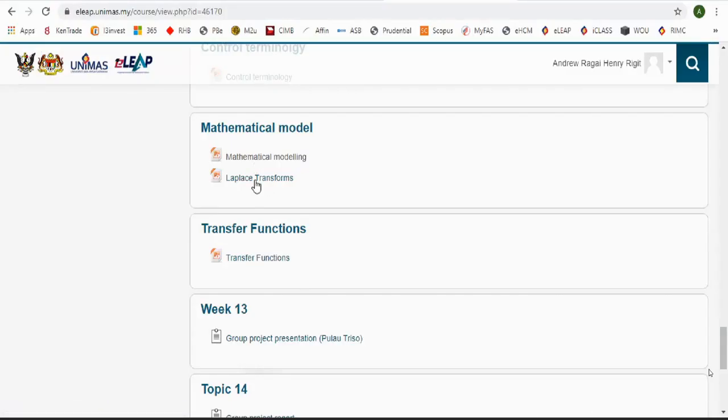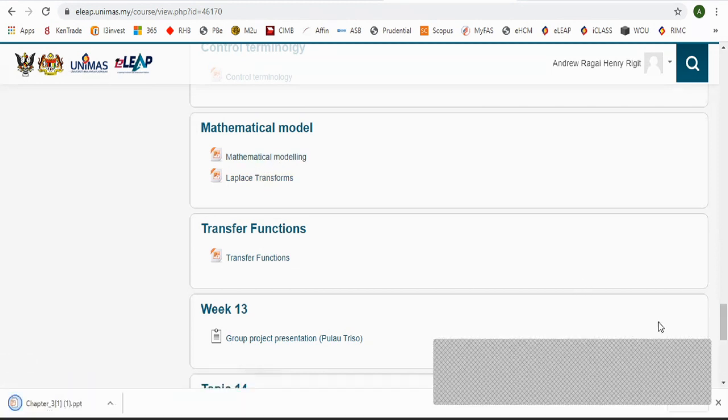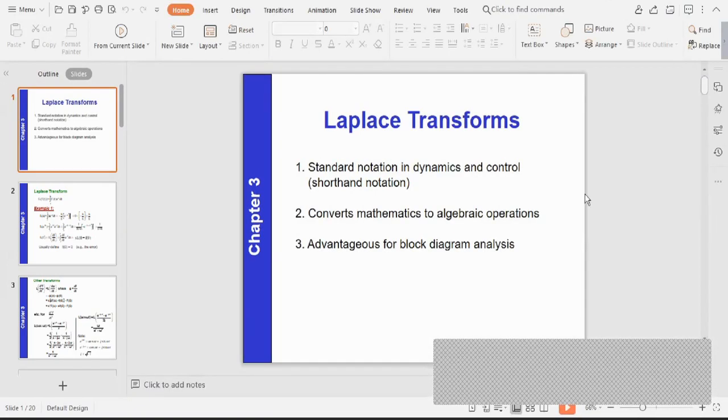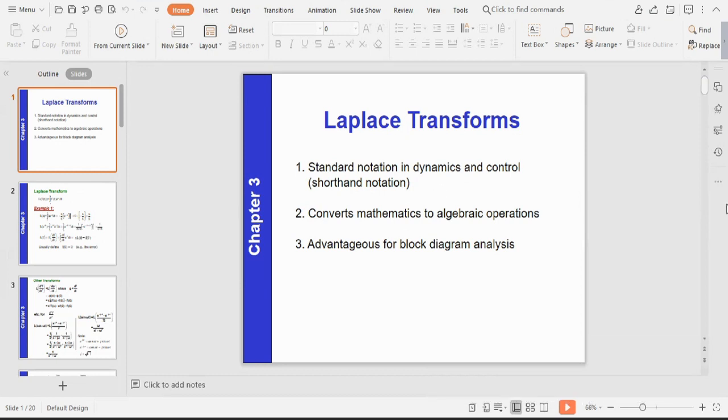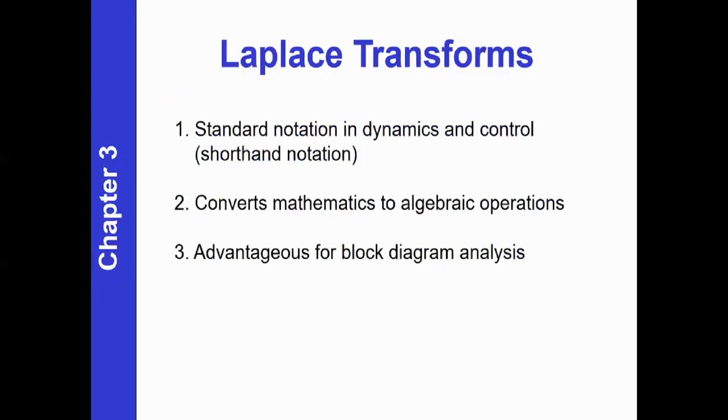So we move to Laplace transform. I will cover this in about 40 or 45 minutes. Okay, you can see that, chapter 3, Laplace transform. Yes, Prof, you can see the slide. Yes, I see it. Laplace transform. We have discussed mathematical modeling.